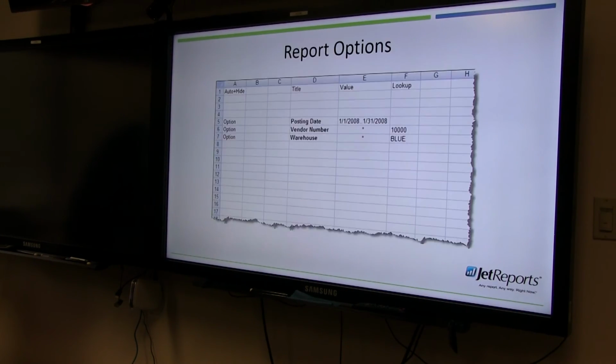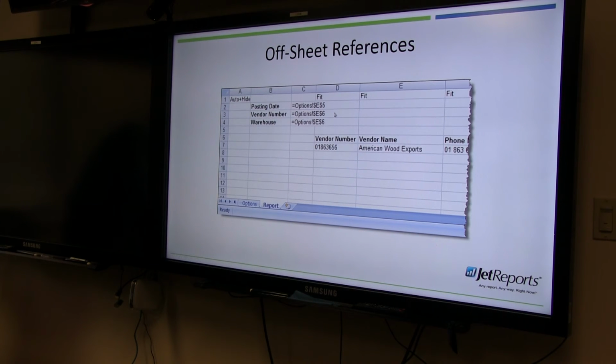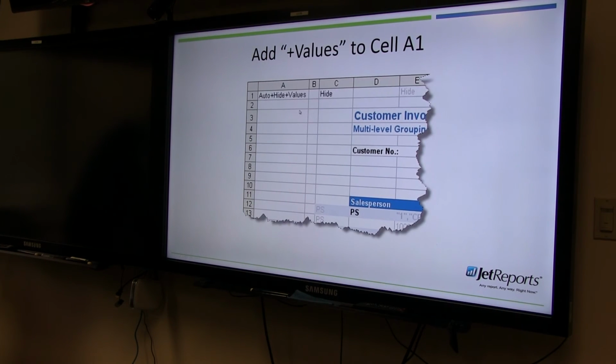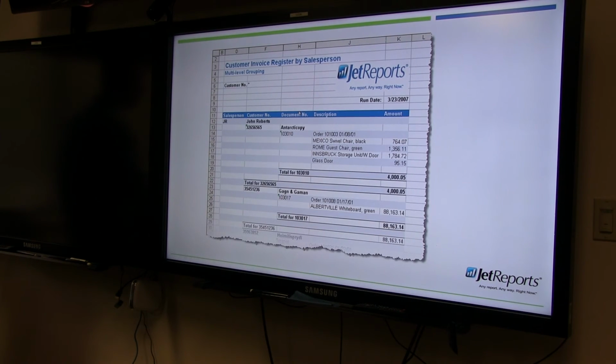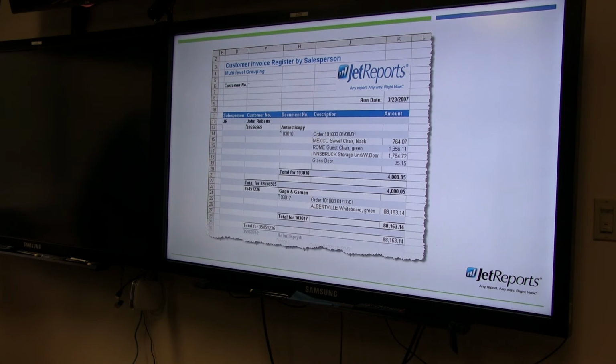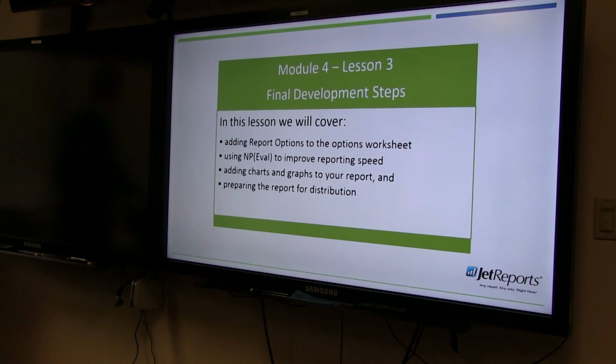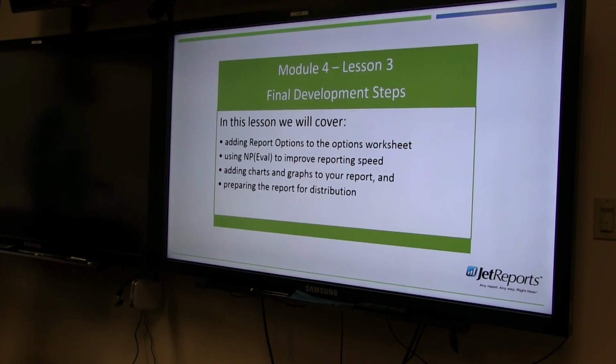Okay. So here's our report options. Options, title, value, lookup. We try to break those cross-sheet references, or they call it off-sheet references. I always call it a cross-sheet. And here's kind of an example of our multi-level. So salesperson, with the customers, and then the transactions that occurred for that customer. We're not going to go into that depth. We are going to stick to just general grouping reports.